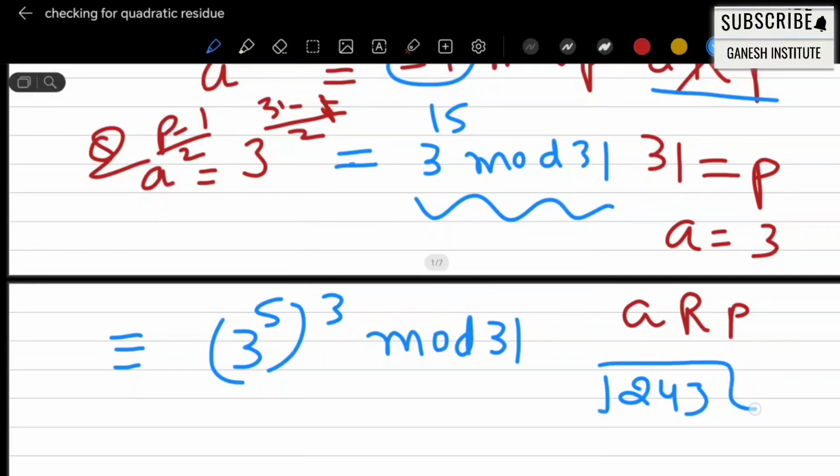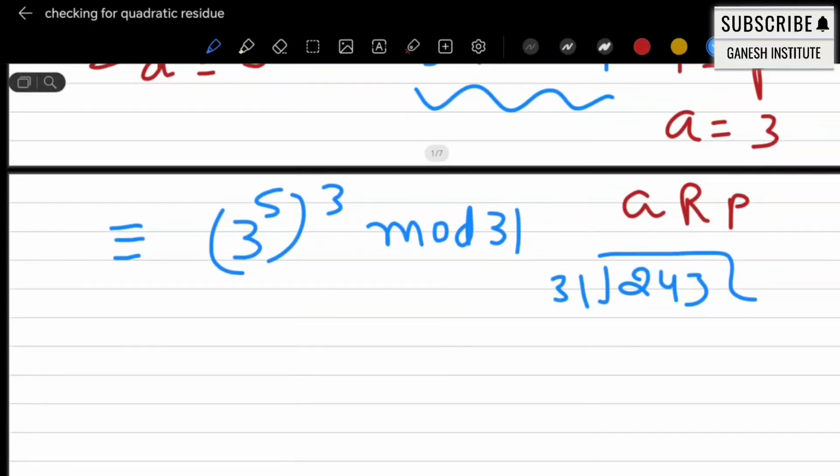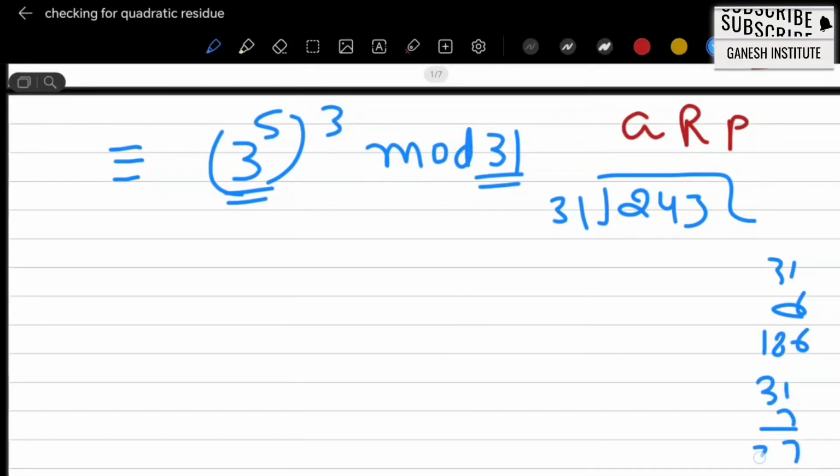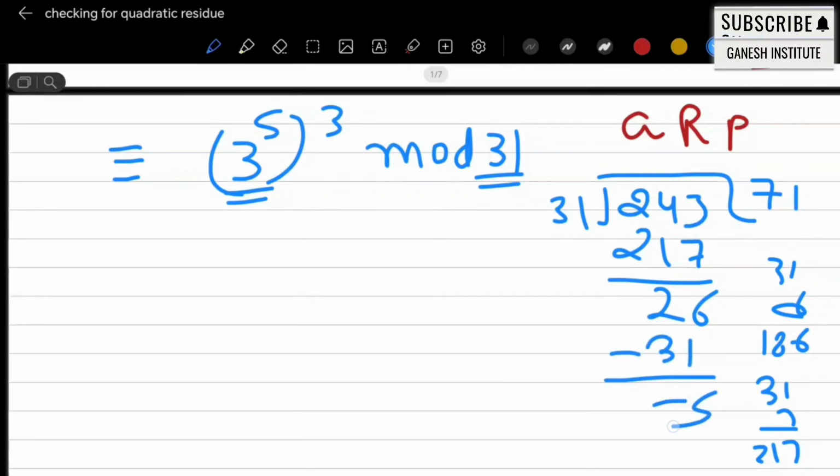243. If you divide it by 31, because this is how we solve the modulo, this is the divisor, this is the dividend, and the remainder will be the answer. So 31 sixes are 186, and 31 sevens are 217. So 217, 7 times. 243 minus 217 is 26. If I do it again, 31 times 1, then I'll get minus 5.